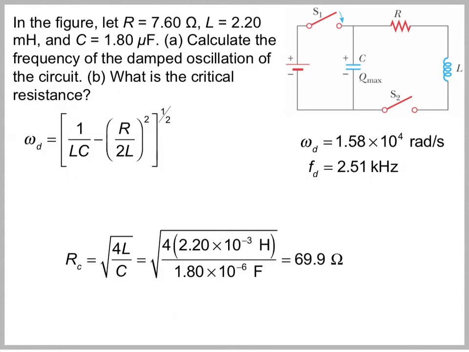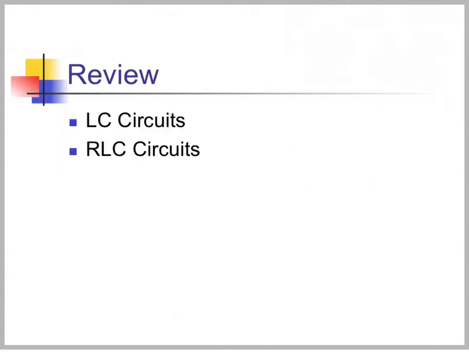So to review what we talked about today, we talked about LC circuits and how that's like a mass on a spring, and the charge will oscillate back and forth on the capacitor. Then we also talked about RLC circuits, which are similar to a damped oscillator mechanically.